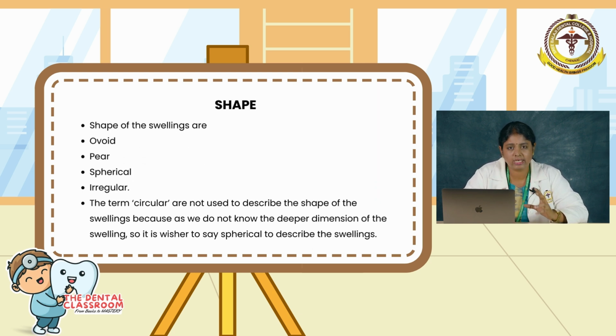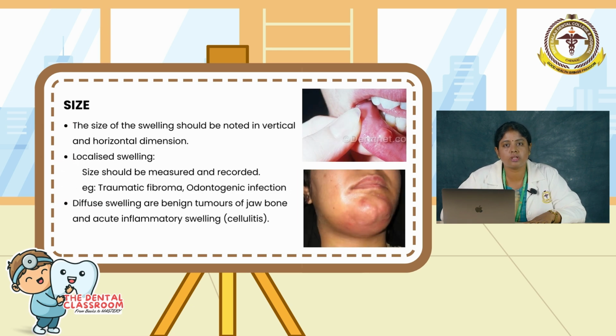Shape is just to tell a clinician how it is looking. So when you talk about shape, you have to denote it in a 3-dimensional way and not 2-dimensional. So the shape of the swelling can be either ovoid, pear, spherical, or it can be irregular. The next is size of the swelling. Size is for recording purpose. So you have to measure the size of the swelling, and you can represent it either in centimeters or millimeters. But for recording purpose, you have to mention the size of the swelling.